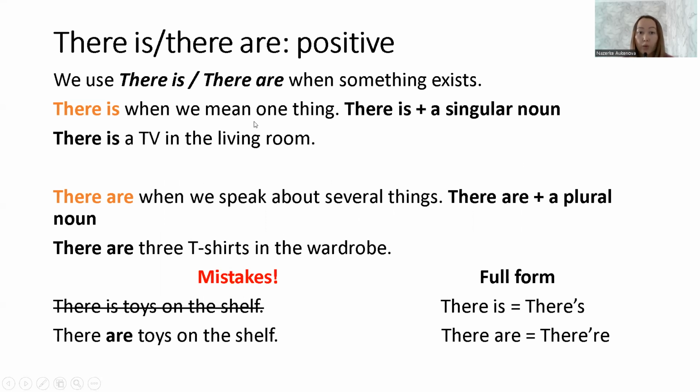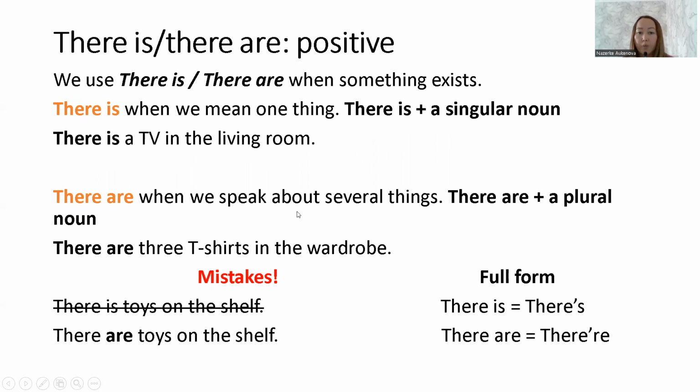There is when we mean one thing. One thing means the singular form, right? So this is the form: there is, and then after it we use a singular noun. For example, there is a TV in the living room. So a TV exists in the living room, and a TV is in singular form because it's only one thing. And we have to use there is in this case.